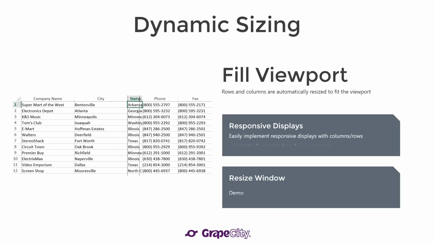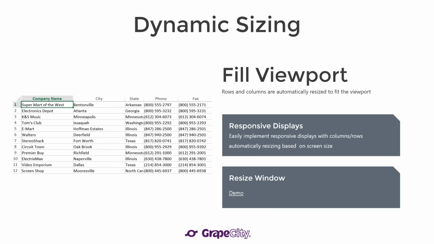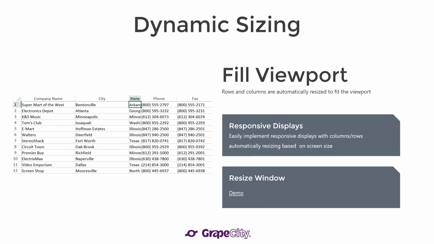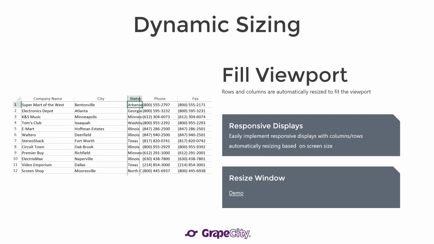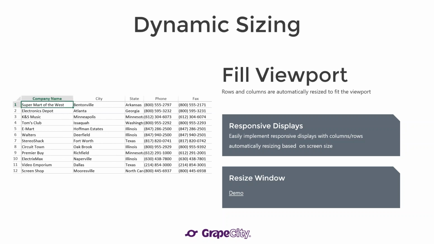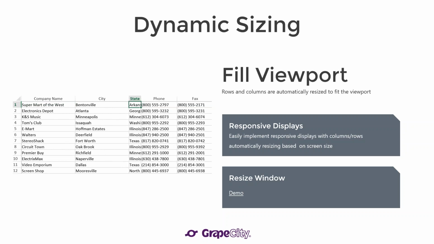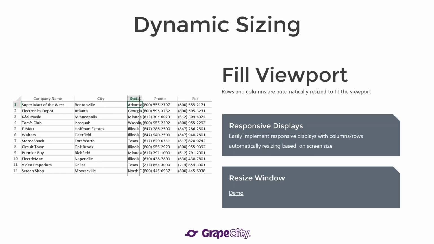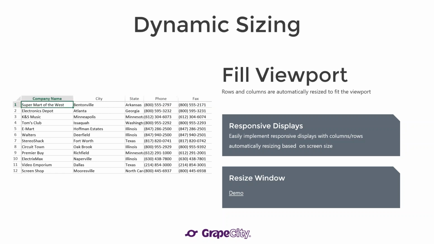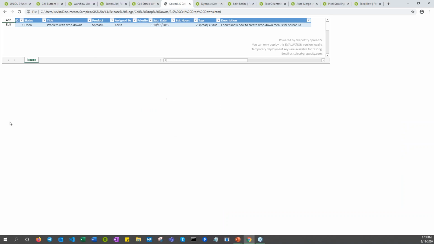Dynamic sizing automatically resizes rows and columns in the viewport to fit as the developer defines them. Different rows and columns can have static sizing or dynamic sizing, which can be affected by resizing the spread instance itself. Dynamic sizing lets you easily implement responsive displays with little effort. And I'll go ahead and show you what that looks like.